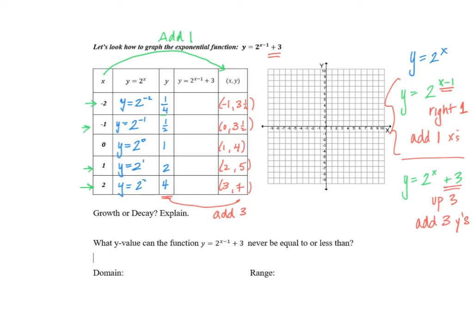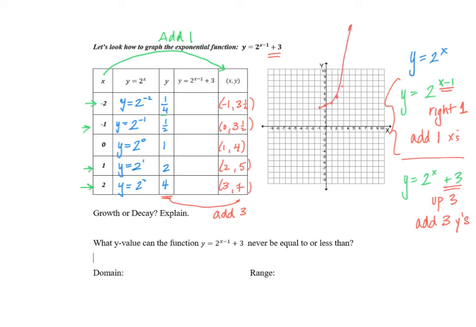I'm going to plot the points that I started off with or ended up with here. I have -1 and 3 1/4. I have 0, 3 1/2. I have 1, 4. I have 2, 5. And I have 3, 7. It's starting to get larger and larger and larger. So my graph is actually going to look like this.